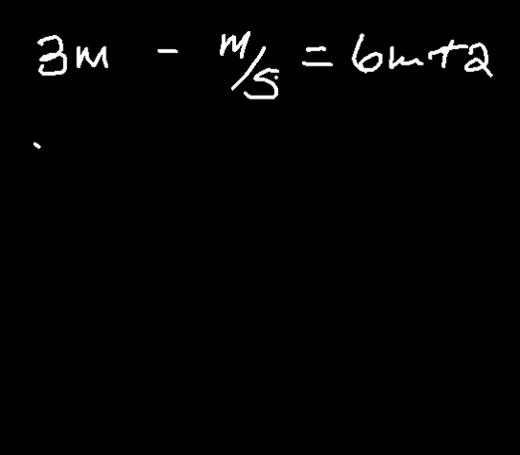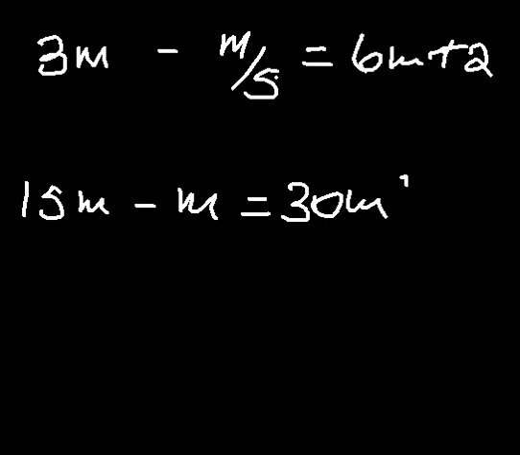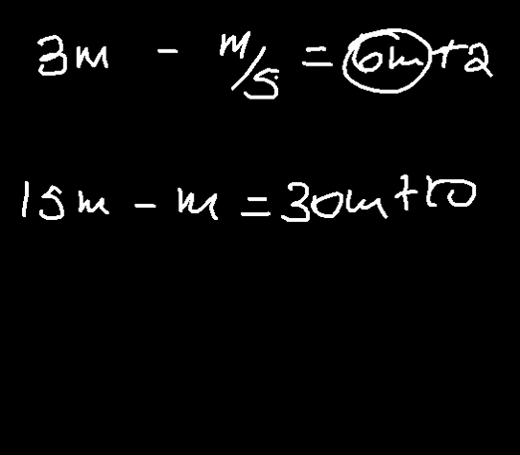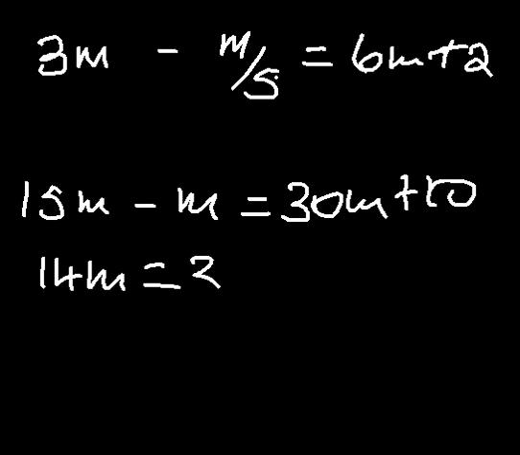So we'll have 5 times 3m, which gives us 15m. So we have 15m minus m, which is equal to 30m plus 10. We multiply 5 by 3m, by m, by 6m which gives 30m, and by 2 which gives 10. Then these are the like terms. We'll have 14m, which is equal to 30m plus 10.